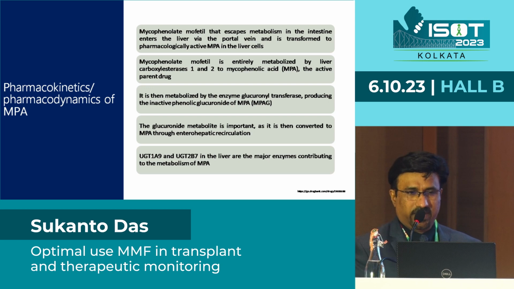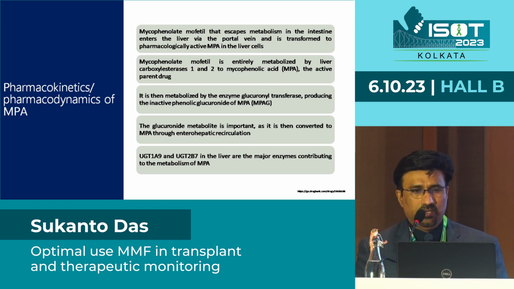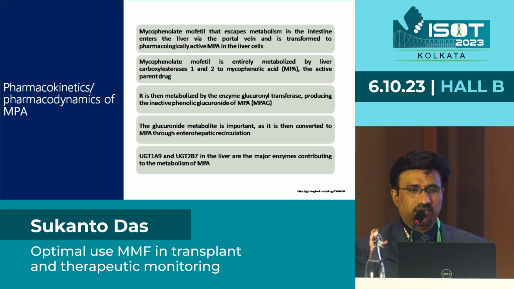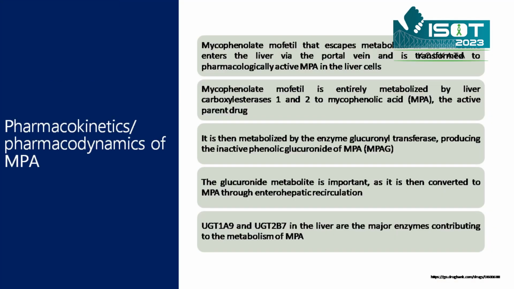Okay. So it gets converted into a metabolite, MPAG. The glucuronide metabolite is important as it is converted back to MPA through enterohepatic circulation. Now, UGT1A9 and UGT2B7 are the two major enzymes contributing to the metabolism of MPA. It is important to understand that these two enzymes are very important as far as the metabolism is concerned.